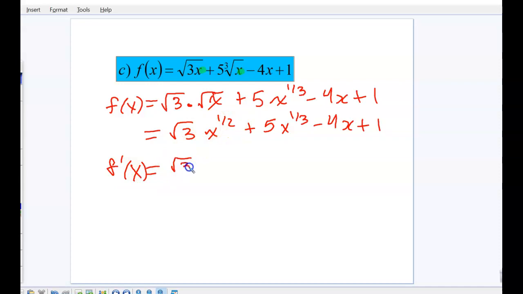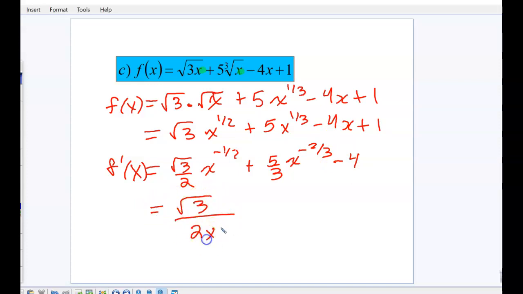The 1/2 comes out front, so it would be root 3 over 2, x to the minus 1/2. I bring the 1/3 out front, it's going to be 5 over 3, x to the minus 2/3, and the derivative of negative 4x is negative 4. Now again, depending on how they let you write your final answer, they might move that x to the 1/2 down to the bottom. Similarly, they might move the x to the 2/3 down to the bottom. Again, these two answers are the same, they're just written in a different form.